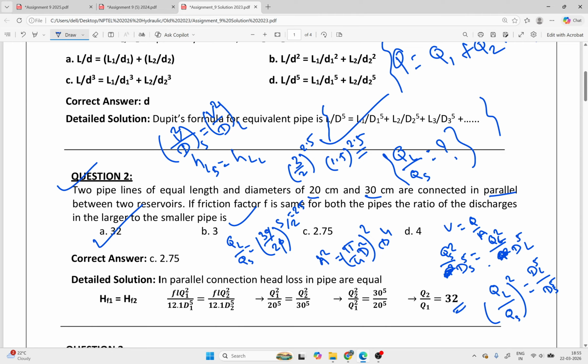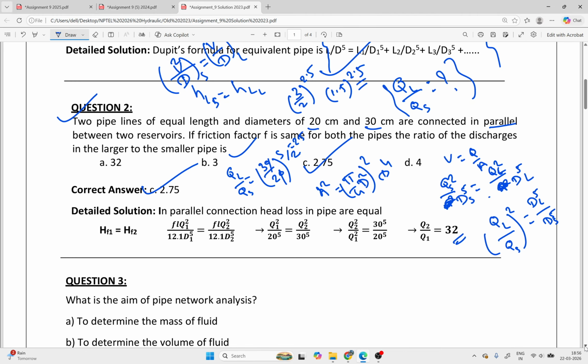So, yes, I think option C will be correct. Let me just check the calculator, because it seems like 1.5 power 2.5. Yes, 2.5. Option C will be correct here, not 2.75. Okay, so option C is correct.